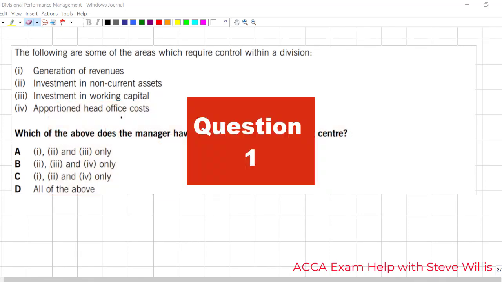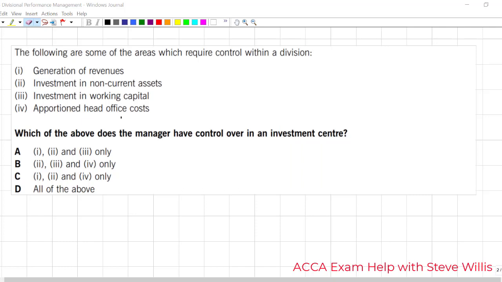Let's start this question set with an easy theory question to get warmed up. And we have statements to evaluate. Which of the above does the manager of an investment center control? Well, that manager will be responsible for controlling the costs, generating the revenue, and deciding on whether or not to invest in non-current assets.